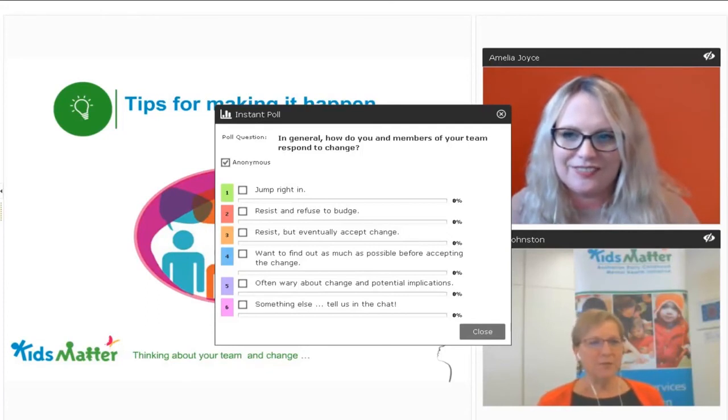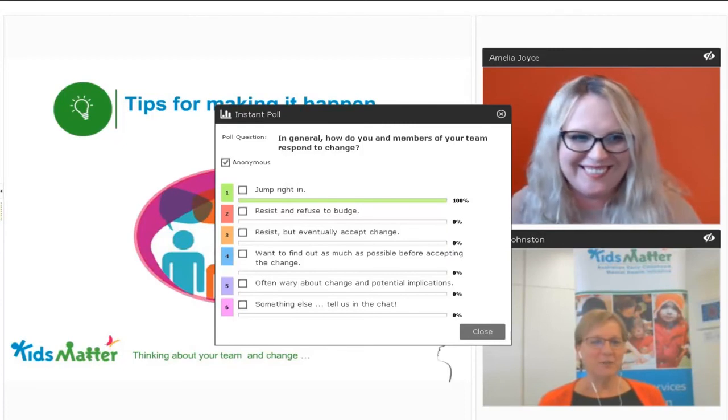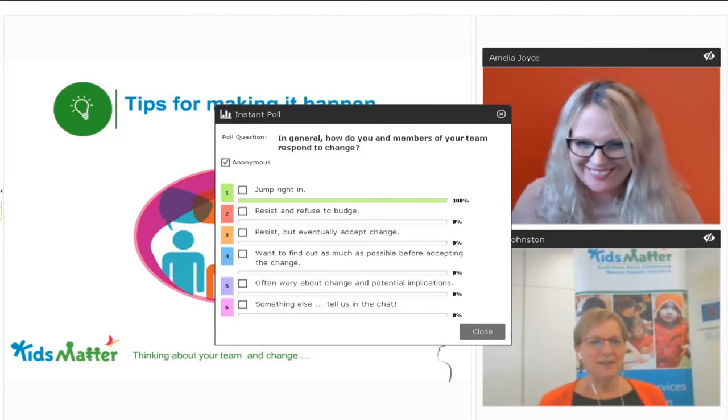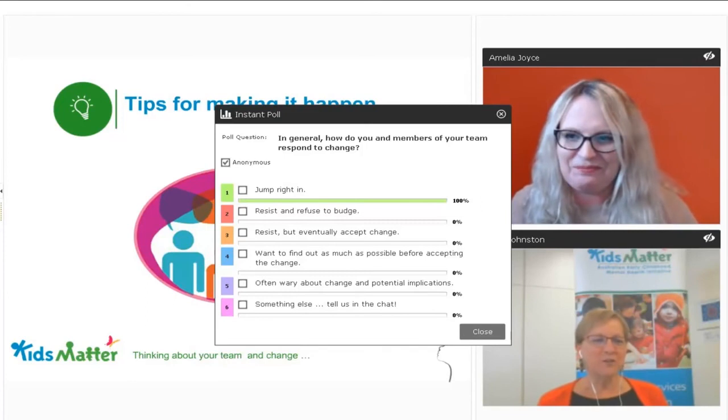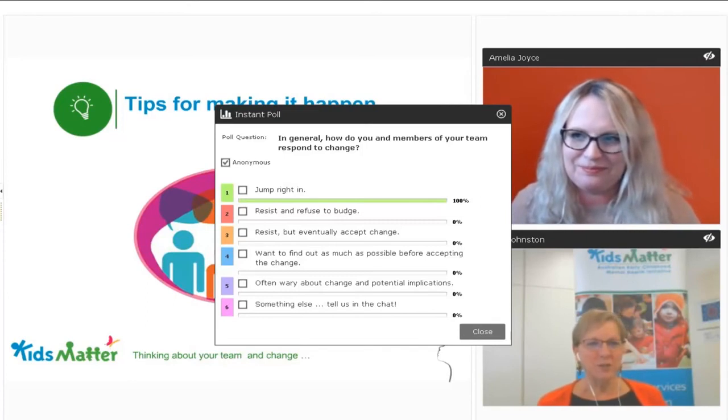I can see most people want to find out as much as possible before accepting the change, and I think intuitively we all want to do that, but sometimes it's just good to jump in. I have a little expression that says just start starting, because often we don't know what the change is going to be until we jump in and start trying it out.